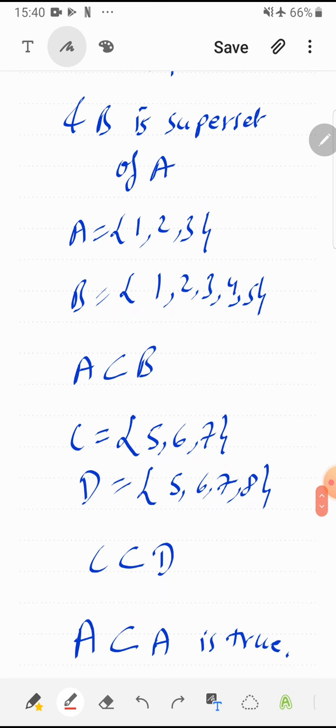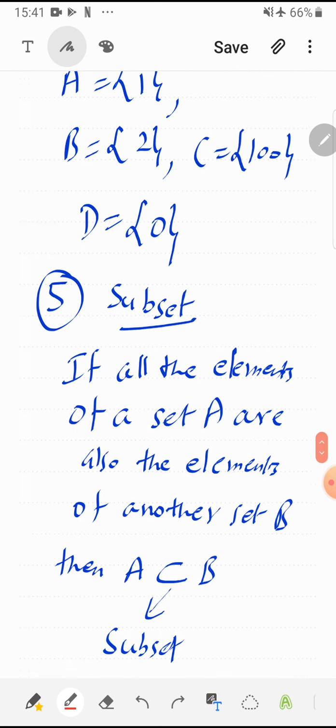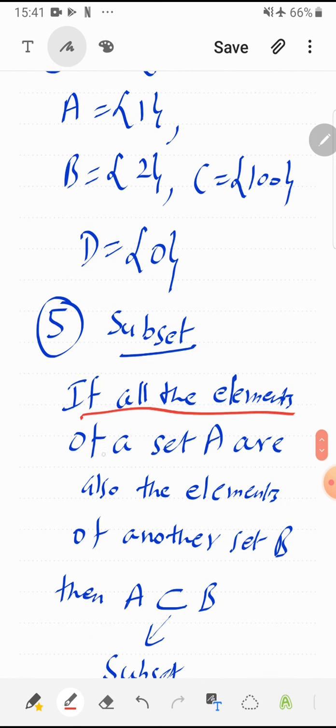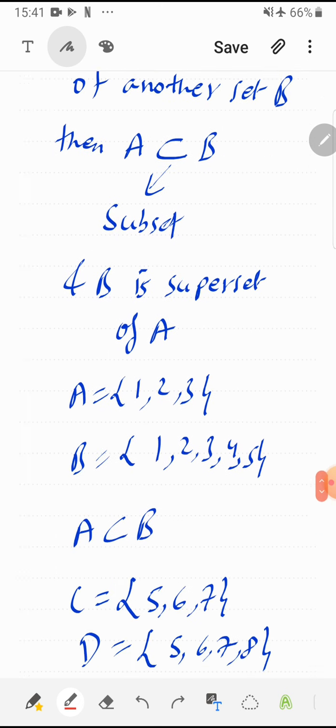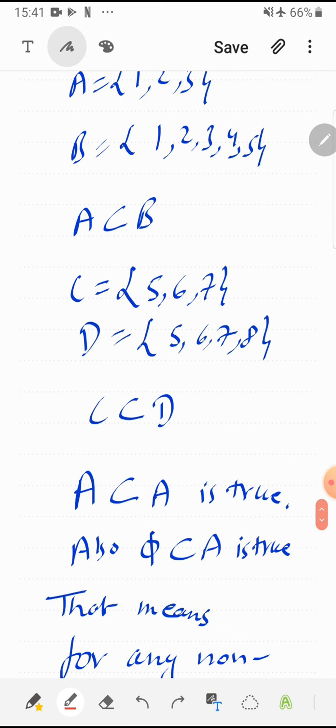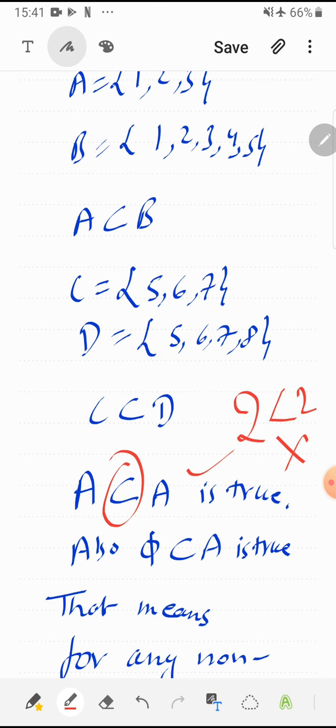Now one statement is there, A subset A. Students, this is absolutely right. Why? Because the definition says if all the elements of a set are also elements of another set, that means all the elements of A are elements of A. So a set can be a subset of itself. It is absolutely right. Don't compare this with less than, like 2 less than 2. That is wrong, I know, but A subset A is right.